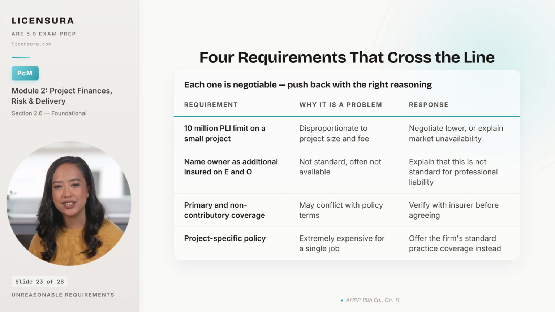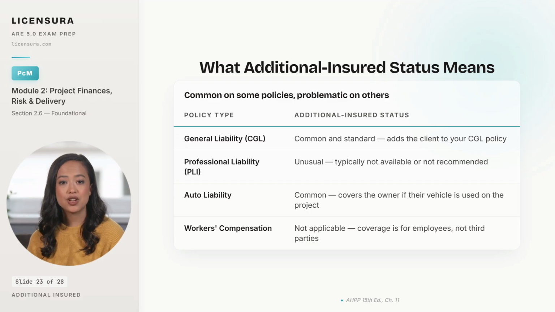Additional insured status is a frequent point of confusion. Here is what it actually means by policy type. Additional insured status means that a third party, usually the owner, is named on your policy and protected by your coverage for claims arising out of your work. The mechanics differ by policy type. On commercial general liability, additional insured status is common and standard. It is normal to add the client to your CGL policy for the duration of a project, and most owner agreements properly ask for this.